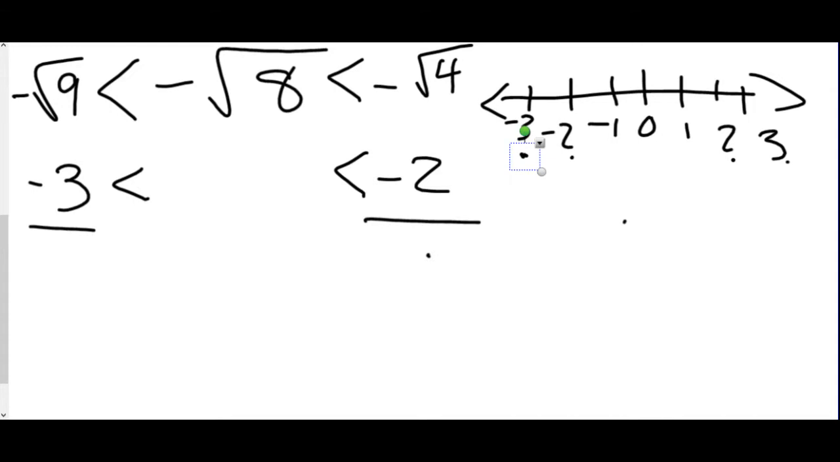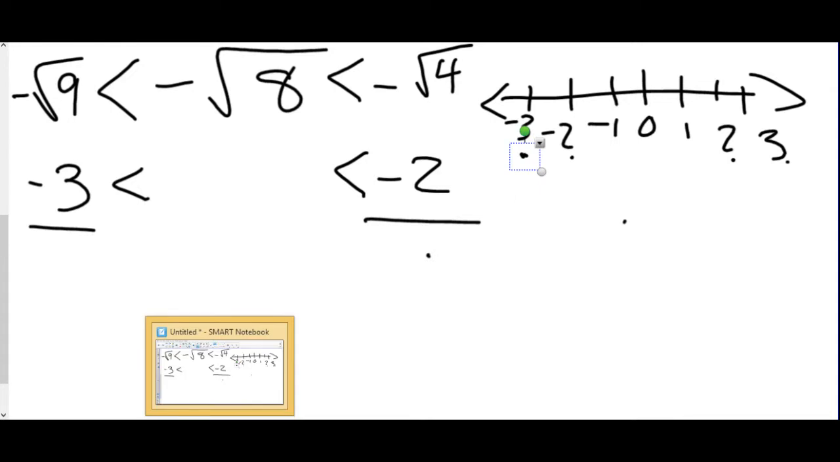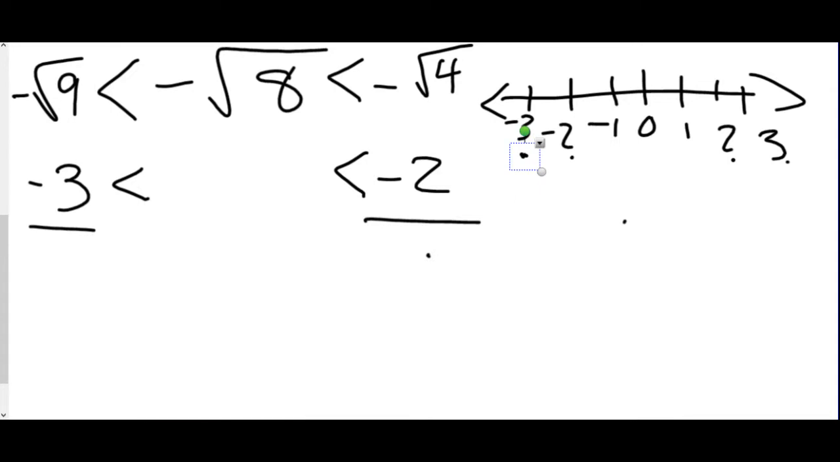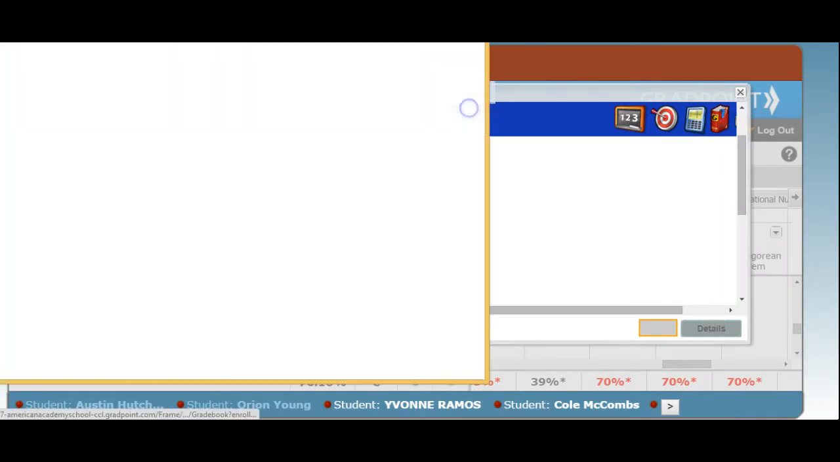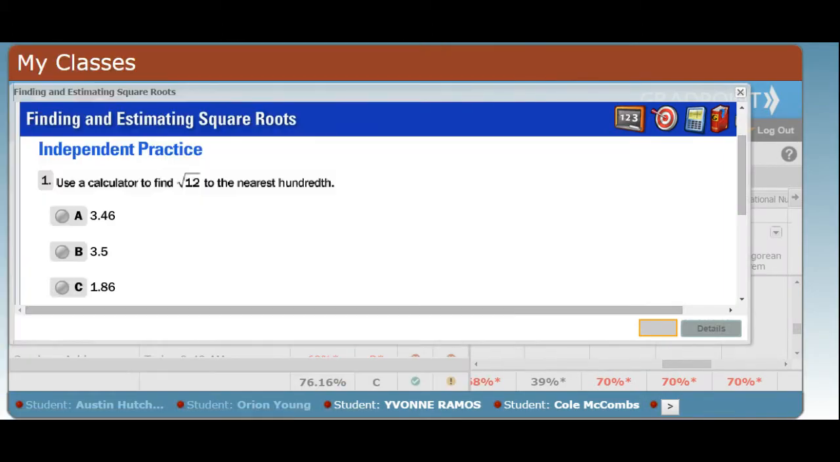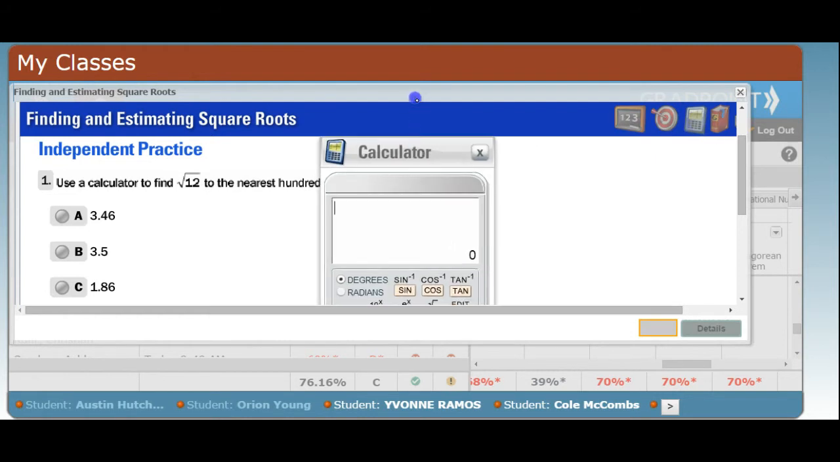Something else we can do with square roots is to find the square root using a calculator. I'm going to have to go to a different program to do this. So, I've been off so long it does not want to let me on. Oh good, I can still pull up the calculator though.